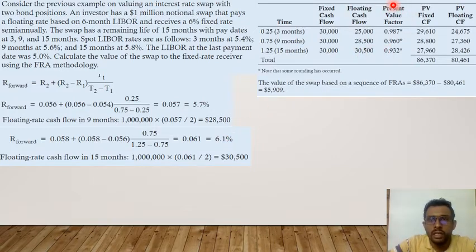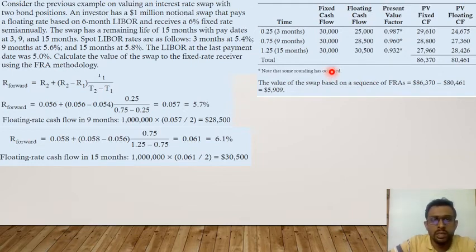So we'll be using the present value discount factors, and this will give the present value of the fixed cash flows and floating cash flows, and the difference will be the value of the swap.